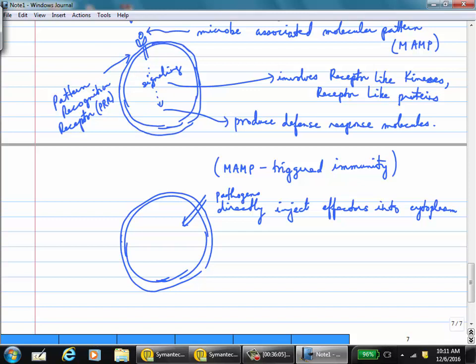So pathogens directly inject effectors into the cytoplasm. The plant is going to detect that, and that leads to the production of capital R, which is for resistance proteins. So there is transcription involved. So resistance proteins. And so this type of immunity against the invading pathogen is referred to as effector triggered immunity.